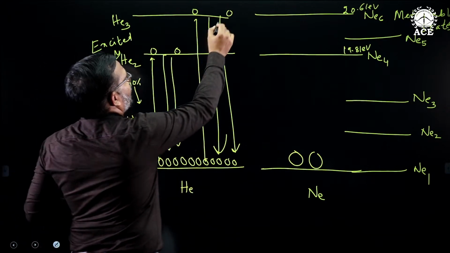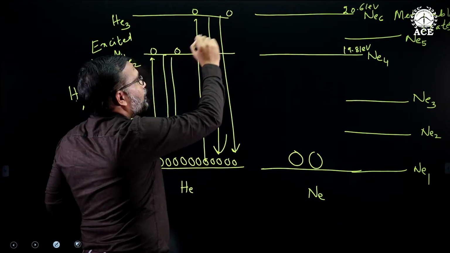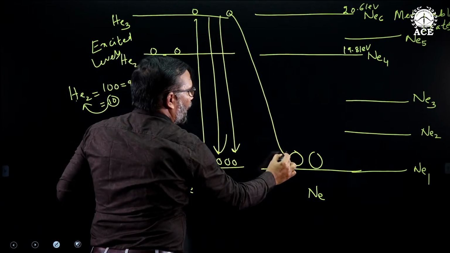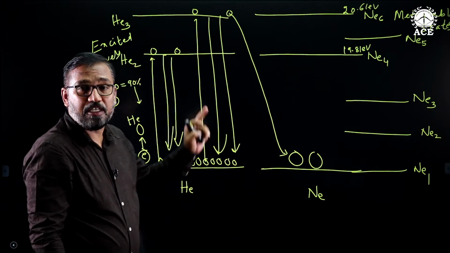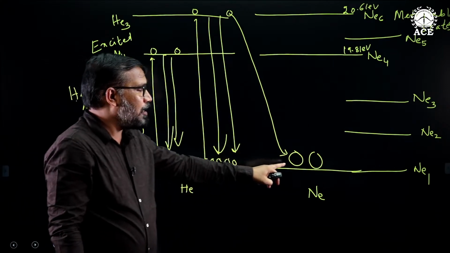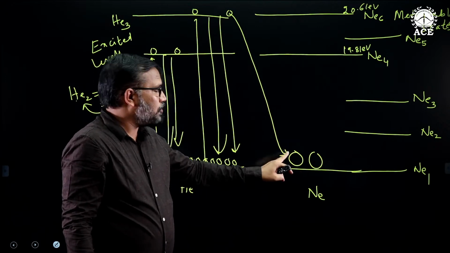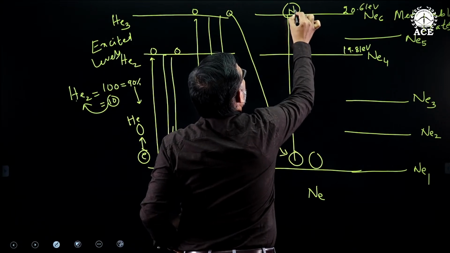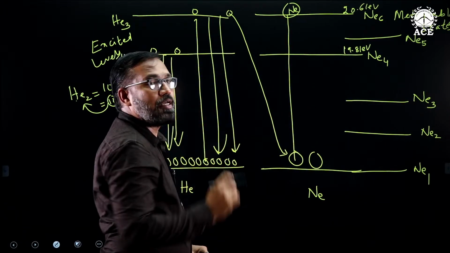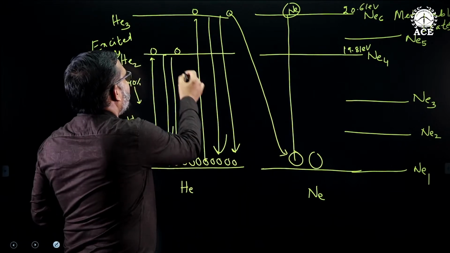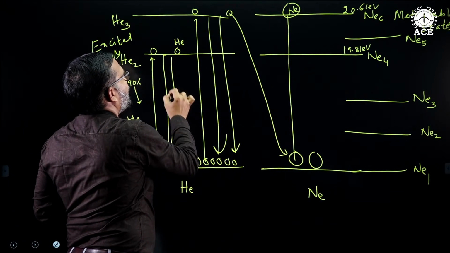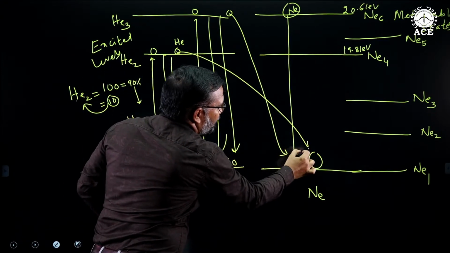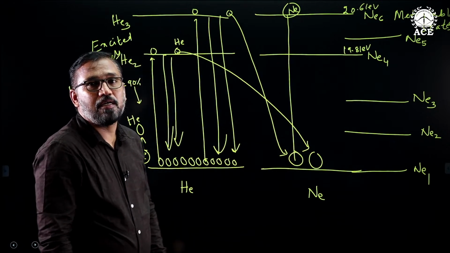Now the left out atoms in helium 3, which has more energy, will come down to the ground state through elastic collision. This helium atom comes down to the ground state and interacts with the neon atom. So to which level is this neon atom excited? It is excited to the Ne6 level. Similarly, the helium atom present in He2 comes down to the ground state and interacts with one more neon atom present in the ground state.